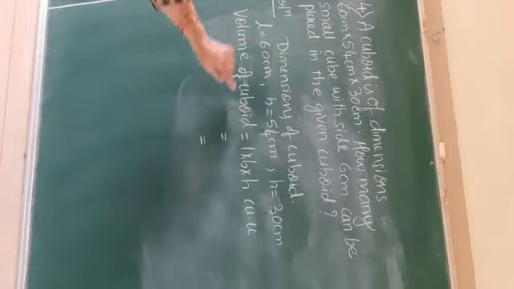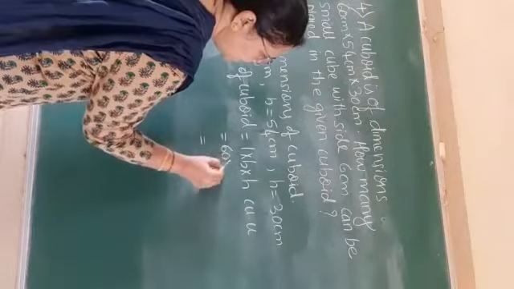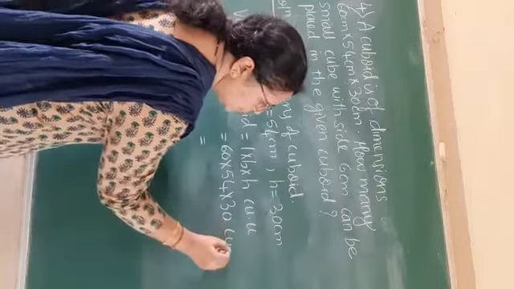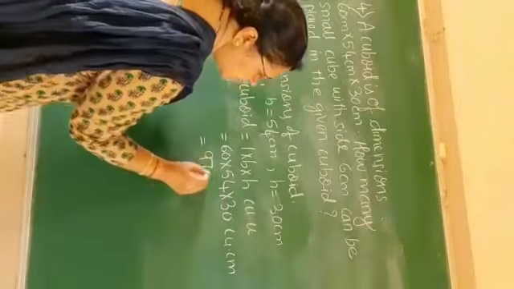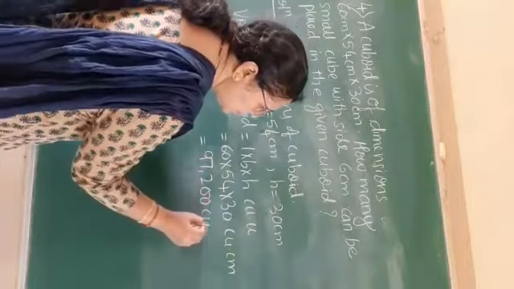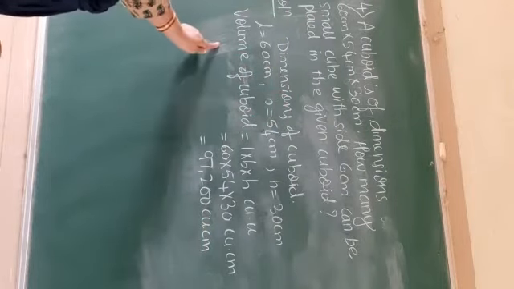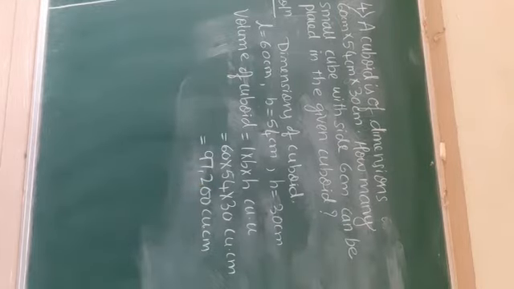So here volume of cuboid is length into breadth into height, cubic units. So multiply, length is 60 into 54 into 30 cubic centimeters. So the answer is 97,200 cubic centimeters. So here volume of cuboid is 97,200 cubic centimeters.